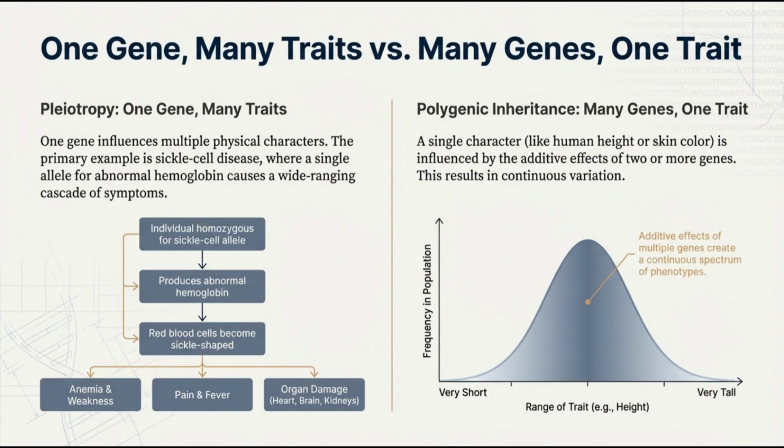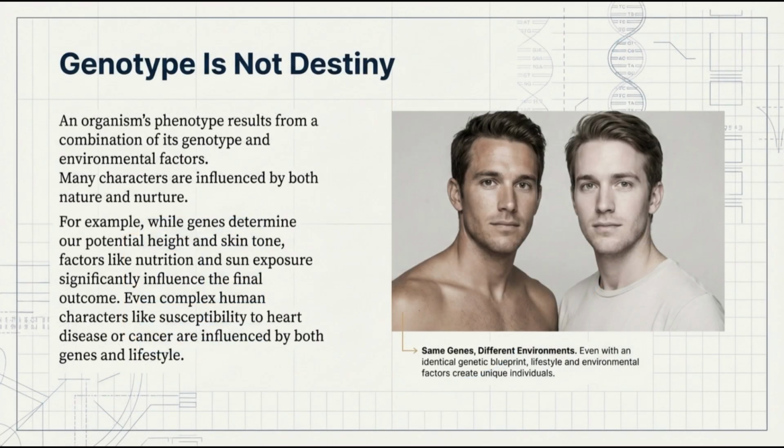And the result of that is continuous variation, isn't it? Instead of just tall or short, you get this smooth spectrum of possibilities in the population. A bell-shaped curve. And this is also where environmental factors can start to play a role, because that continuous variation allows for subtle nudges from things like nutrition or sun exposure affecting the final expression.